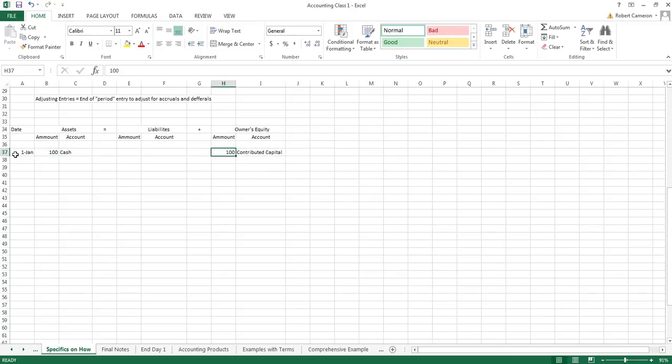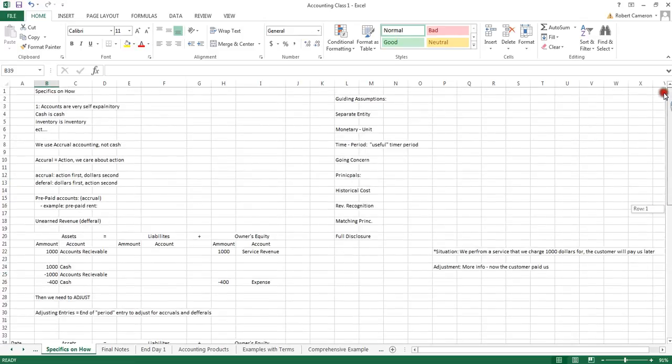Now, what is contributed capital? Contributed capital is just an accounting account that accountants made to keep track of how much the owners have invested in the company. How much the owners have personally invested. So it makes sense. It's under owner's equity. And again, contributed capital is the cash the investors had contributed. Pretty self-explanatory.